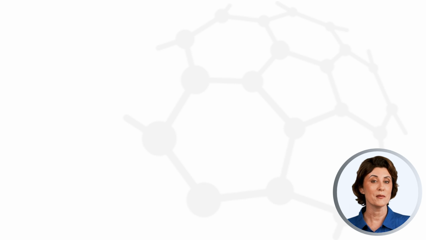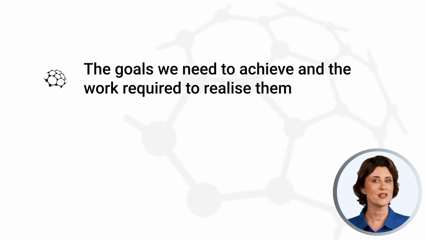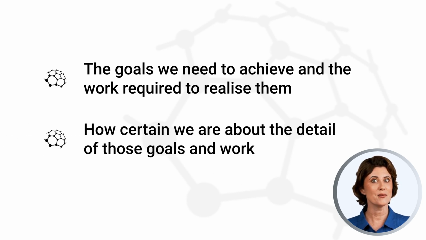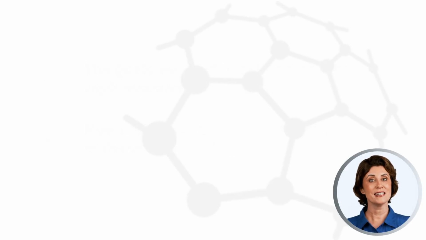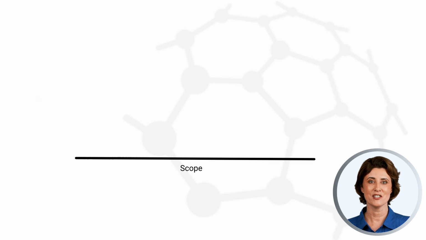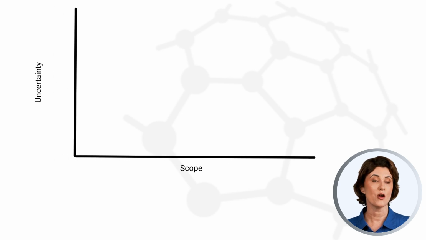If we are to describe a broad landscape of project delivery, we need to start with 2 fundamentals. Firstly, the goals we need to achieve and the work required to realize them. And secondly, how certain we are about the detail of those goals and work. This gives us 2 axes, scope and uncertainty. These are sliding, not numerical scales. Uncertainty ranges from low to high, and scope ranges from simple to extensive.